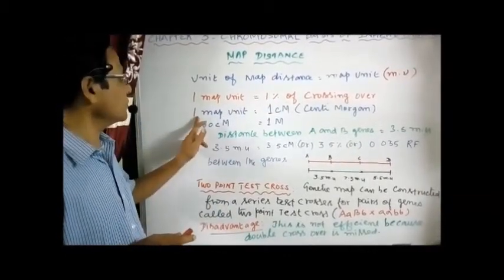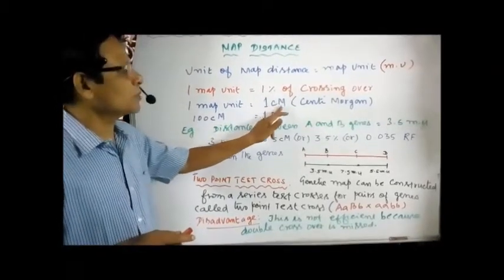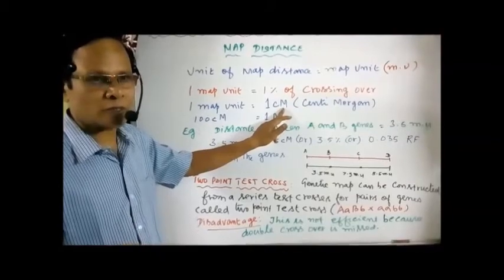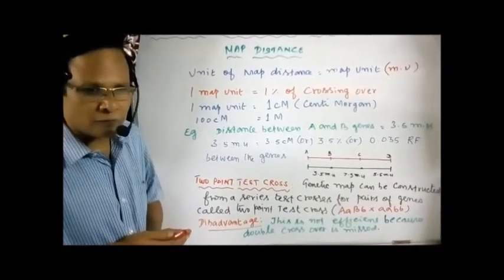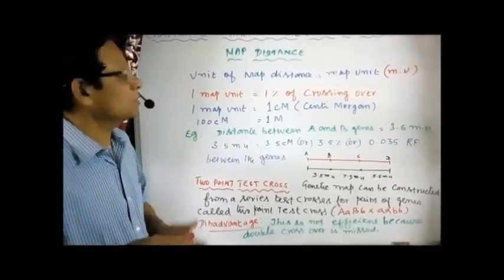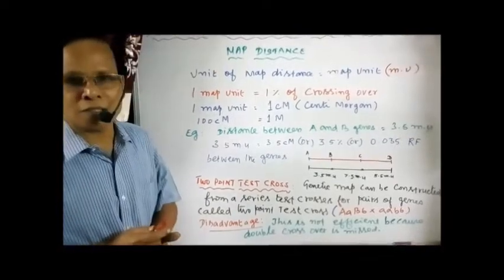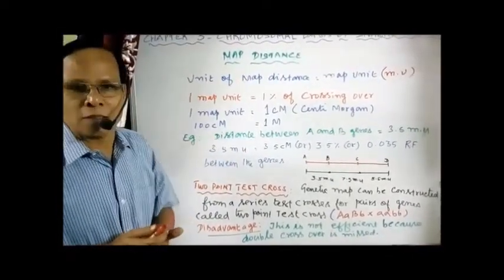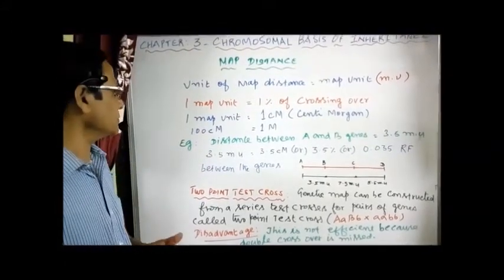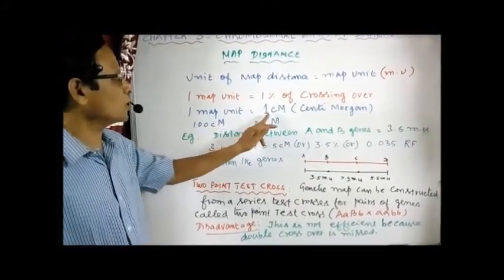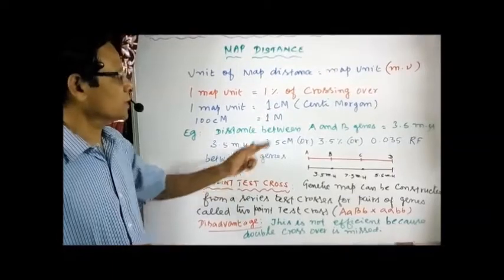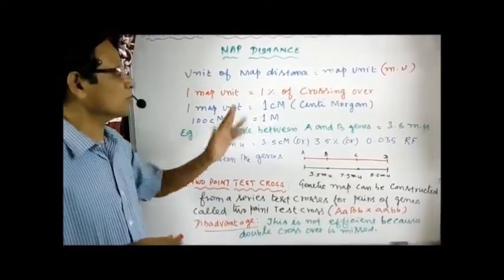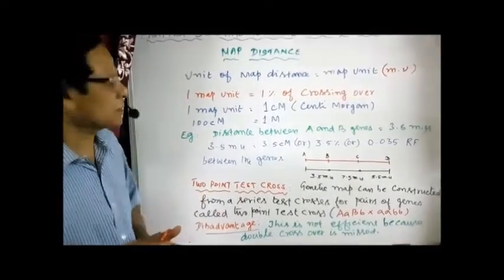Now, one map unit is also called 1 centimorgan, in honoring T.H. Morgan, because he was the one who gave a meaning to genetic mapping. He is one of the people who developed genetic mapping. So one map unit is also called 1 centimorgan, in honoring T.H. Morgan. 100 centimorgan is equal to 1 morgan. This is how we get the distance calculation.